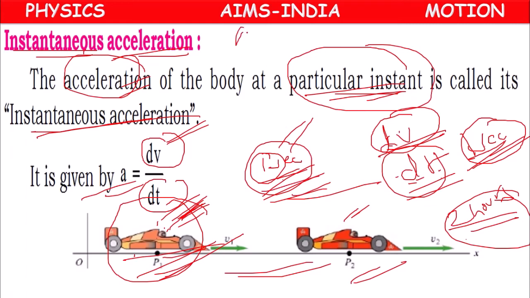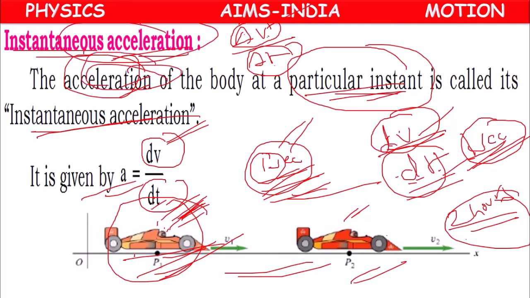If we take delta v by delta t, then it is a large amount of change of velocity in a large amount of time. For 2 hours, how much velocity changed? Then we will make use of delta v by delta t. But for small intervals, we will make use of dv by dt. So instantaneous acceleration means acceleration or change of velocity in that particular instant.